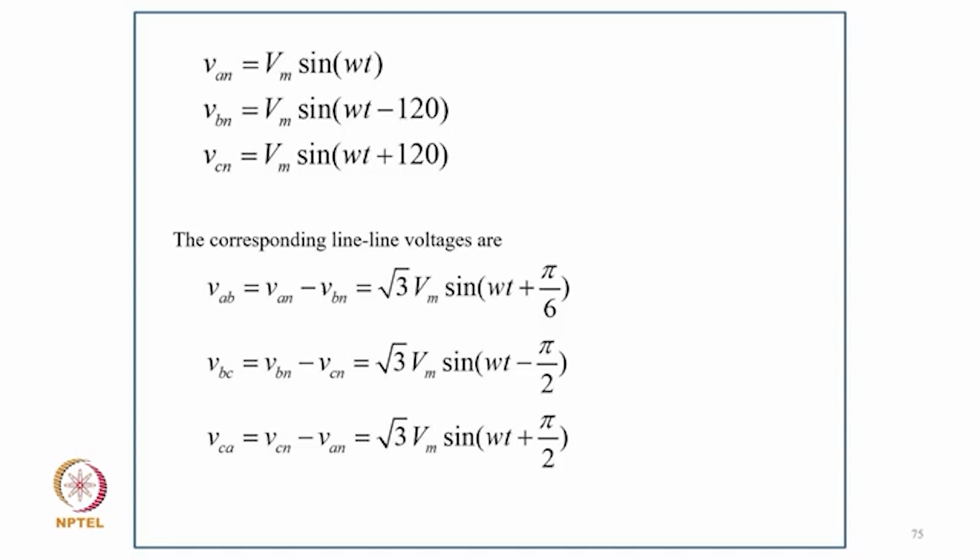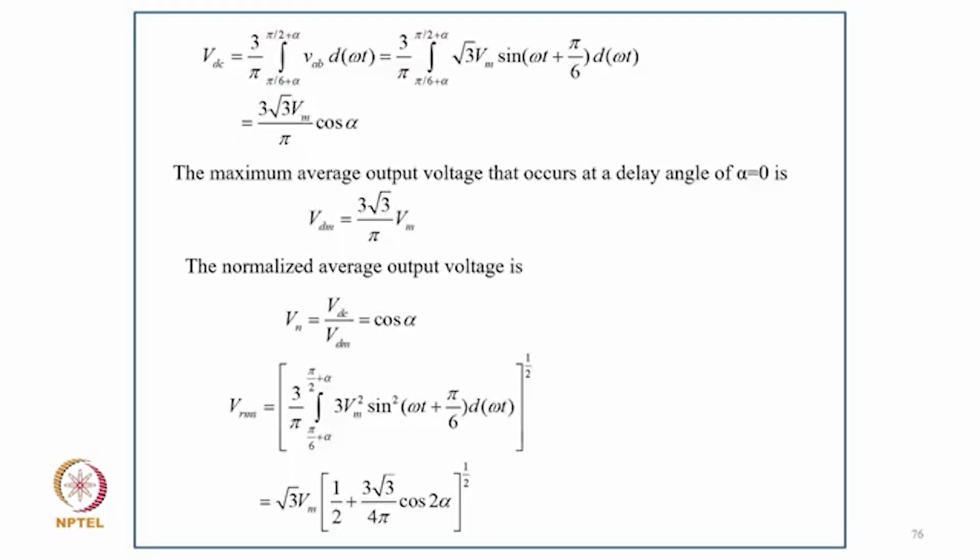So now coming to the analysis of this, Van equals Vm sin omega t, and Vbn equals Vm sin omega t minus 120, and Vcn equals Vm sin omega t plus 120. The corresponding line voltages are Vab equals Van minus Vbn equals root 3 Vm sin omega t plus pi by 6, and Vbc equals Vbn minus Vcn equals root 3 Vm sin omega t minus pi by 2, and Vca equals Vcn minus Van equals root 3 Vm sin omega t plus pi by 2.